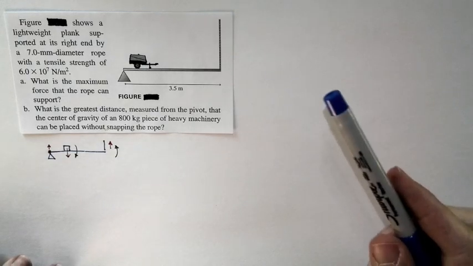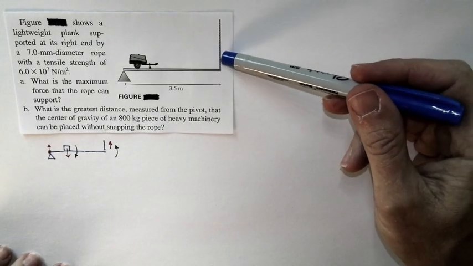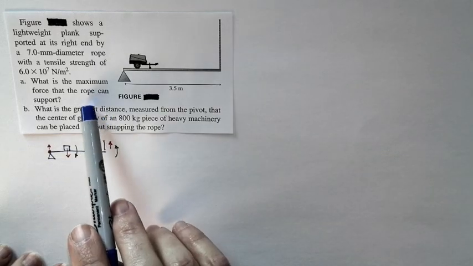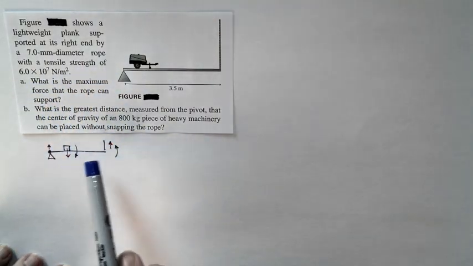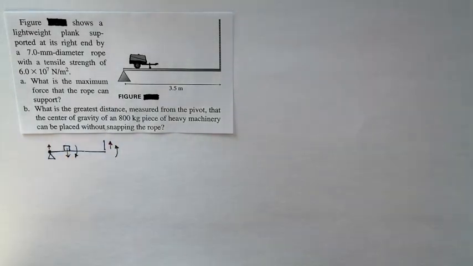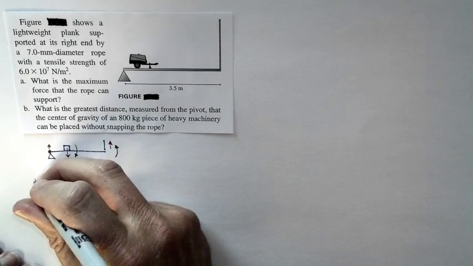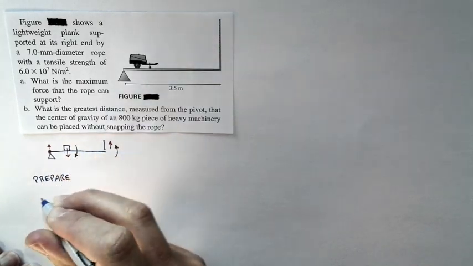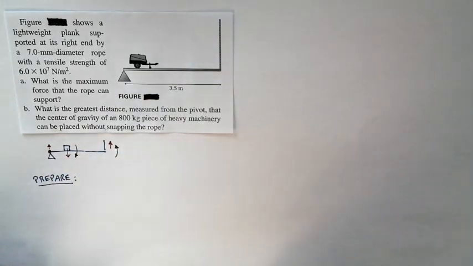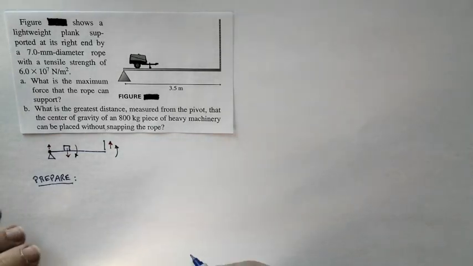And you can see we've got two pieces that we need to consider. First off, the tensile strength of the rope. We need to figure out how much force it can support. Then we have to solve a torque static problem right here. So let's go ahead and do some preparation for this problem. There's two pieces that we have to prepare for. And the first piece we have to prepare for is thinking about the rope.